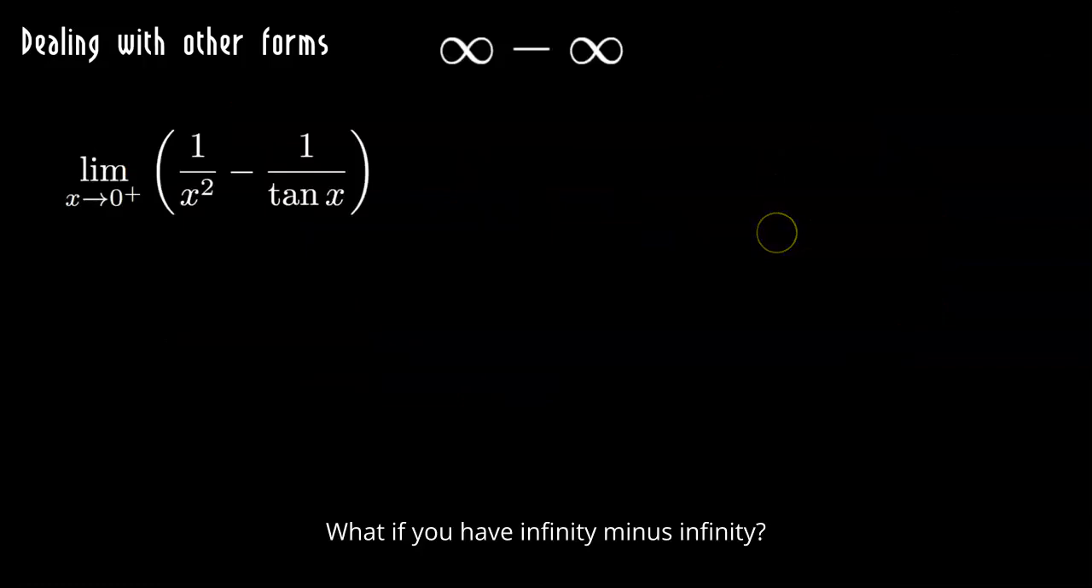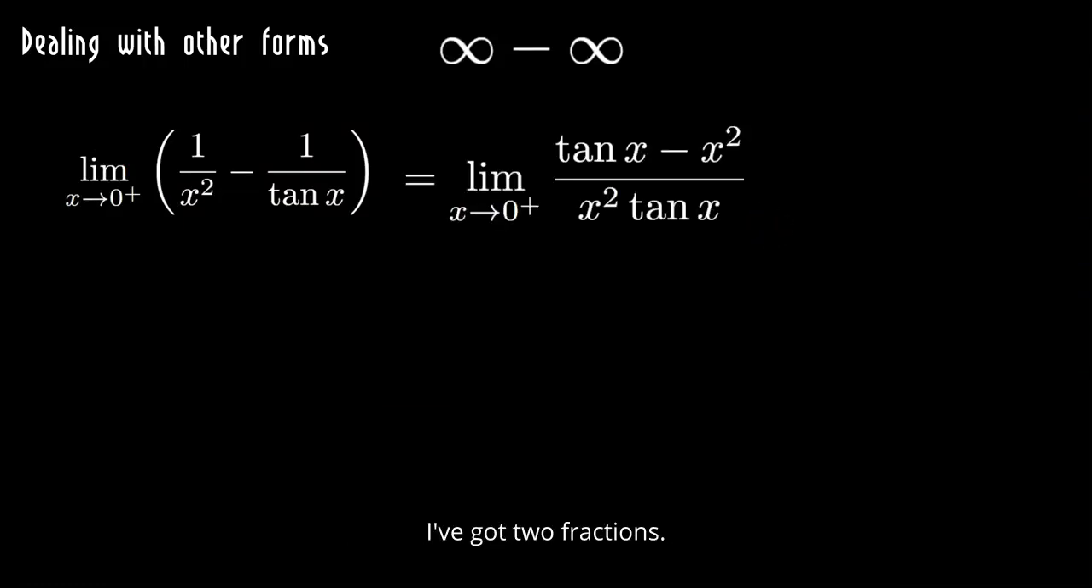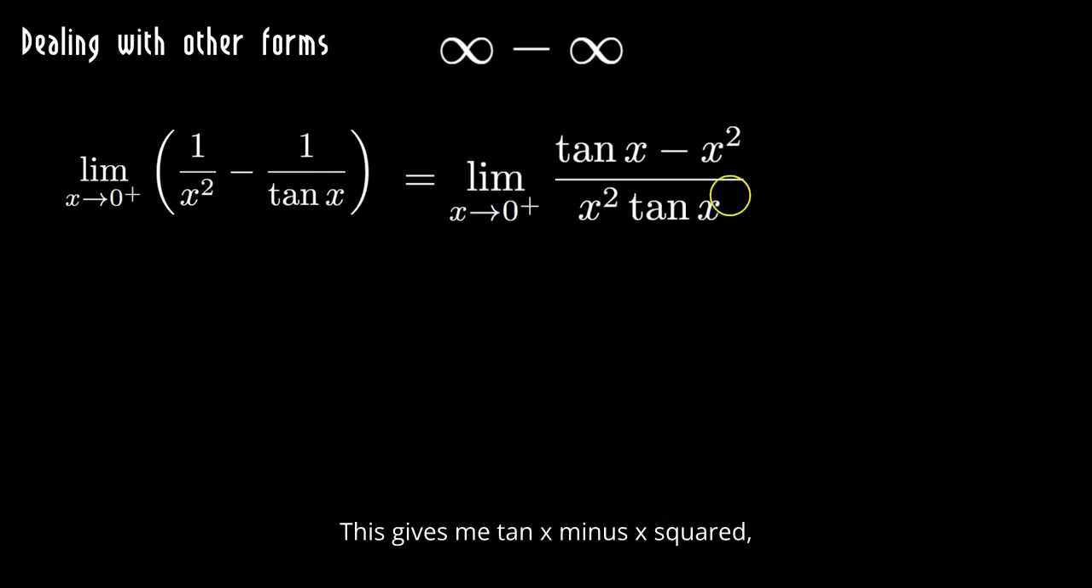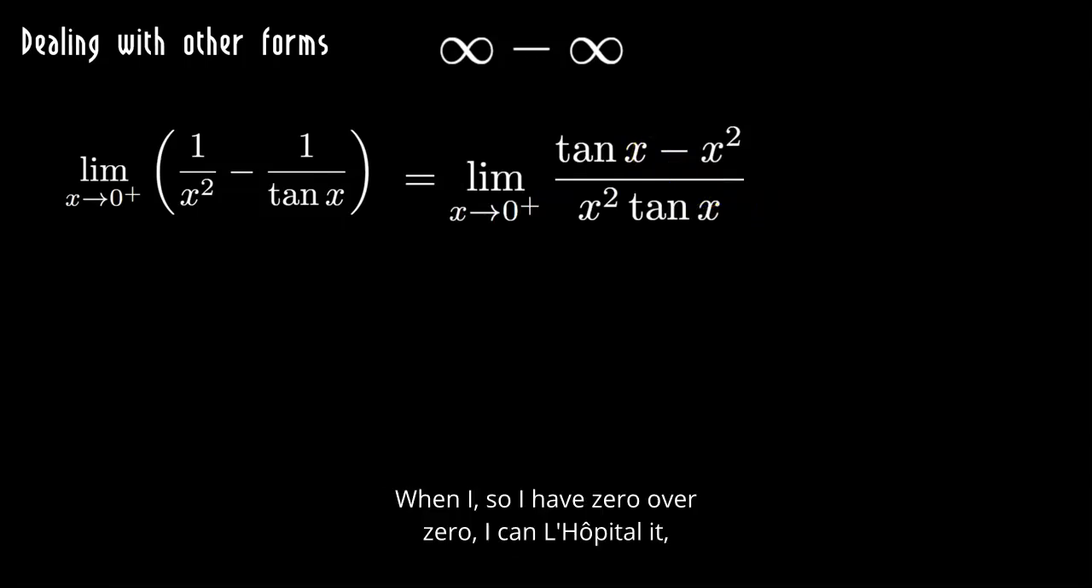What if you have infinity minus infinity? Well, here's an example. You want to try to make it into a fraction. Try to massage it somehow so you can L'Hopital it. This is nice. I've got two fractions. I'll find the common denominator and bring them together. This gives me tan x minus x squared all over x squared times tan x.